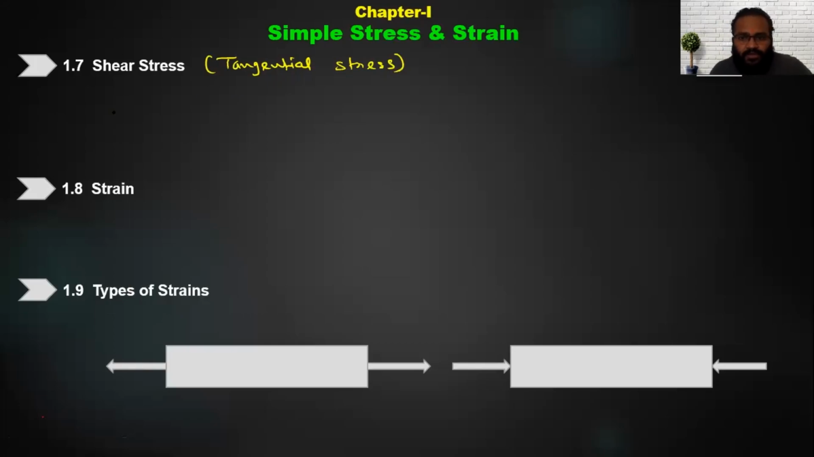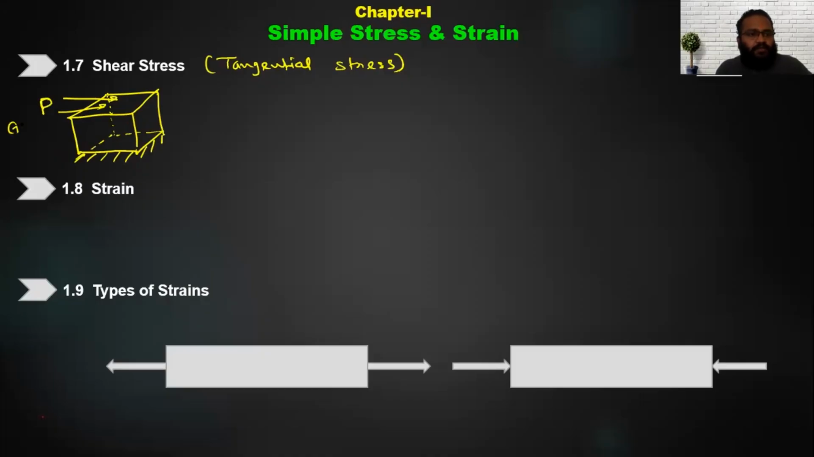The best common example, which you must have studied in earlier physics classes also: if we have a cube like this, fixed at one end, the bottom end is fixed. This is a simple cube. Now, if you apply the load on the upper surface, you can see the load applied is tangential, right? The load is not perpendicular; it is tangential on this particular area.